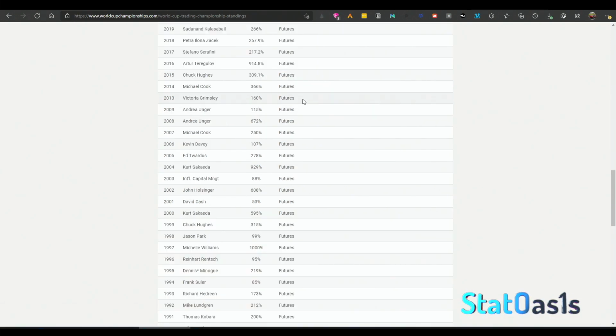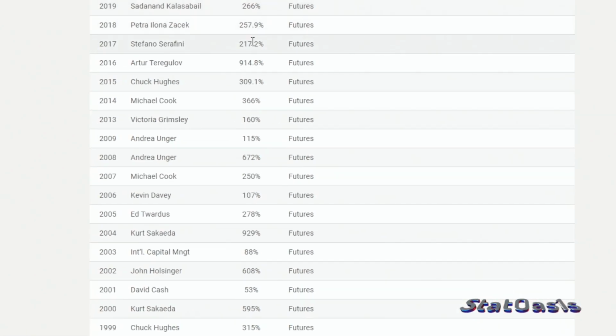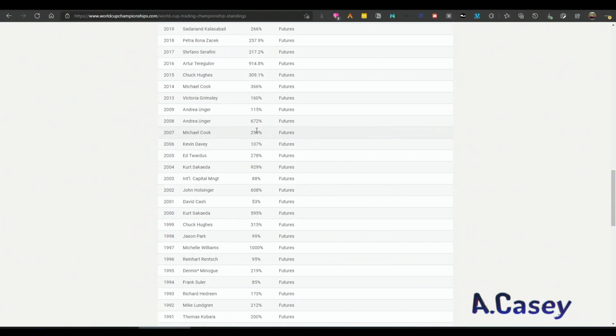But for futures, look at this. It's all above 200. 200, 200, 200, 900, 300, 300, 160, 115, 600, 250. So we can see that futures traders taking the same risk, this is the maximum risk you can take to achieve these profits. That's what the championship is about, achieving the highest amount of profit, taking the maximum amount of risk. We can see that futures traders make a lot more money than Forex or stocks. It's not because of the leverage, because Forex has a lot higher leverage than futures, but it's because of this daily dollar range that you can capture.